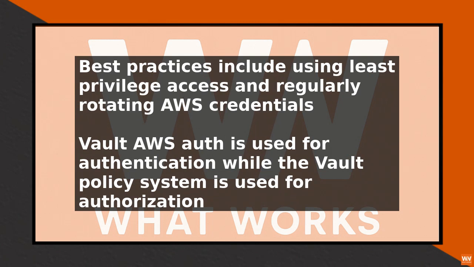Practical examples of using Vault AWS Auth include using it to authenticate with Vault from an AWS EC2 instance, or using it to authenticate with Vault from an AWS Lambda function. You can also use Vault AWS Auth to authenticate with Vault from a Kubernetes cluster running in AWS.